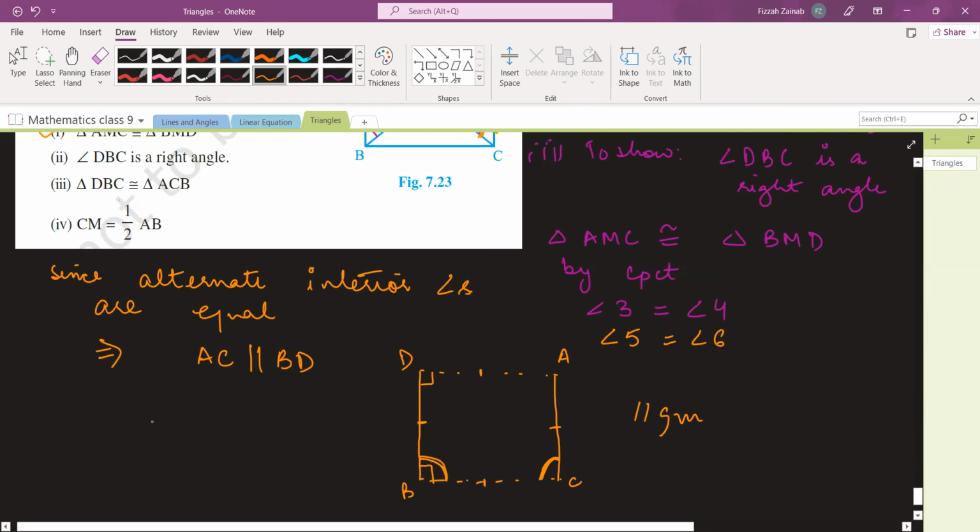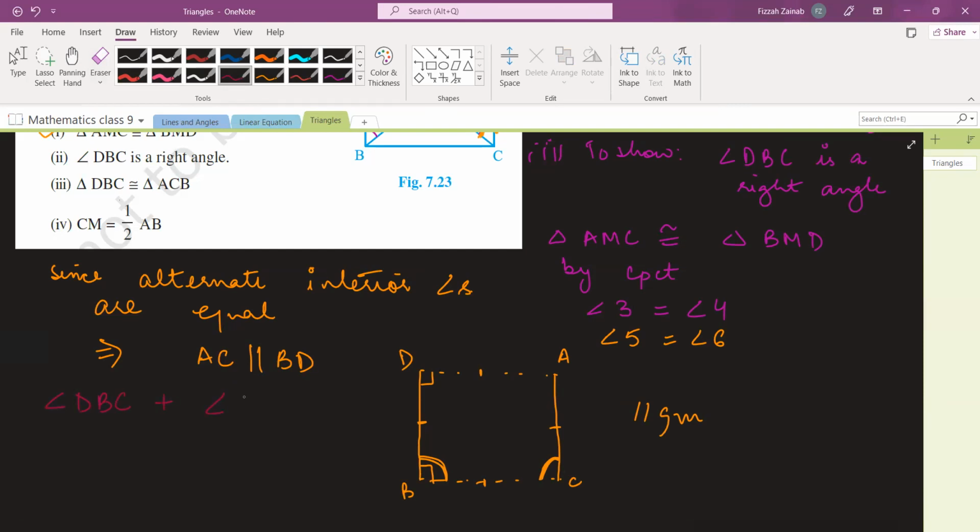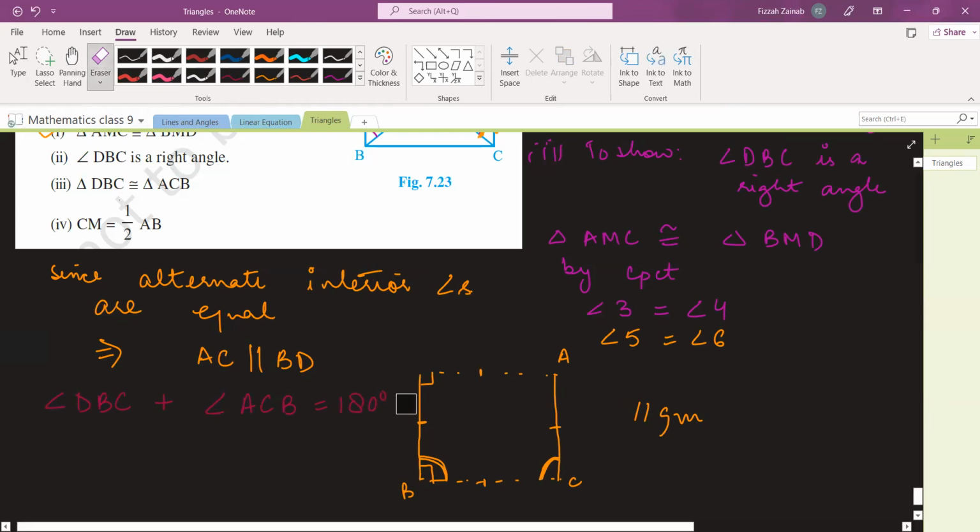So you write it like this, the lines are parallel, right? So that means angle DBC plus angle ACB is equal to 180 degrees. Why? Please write the reason.